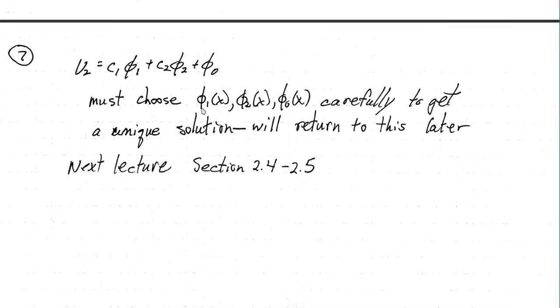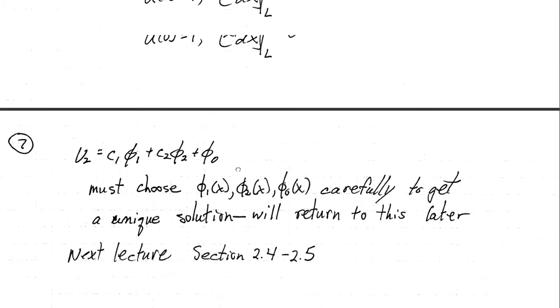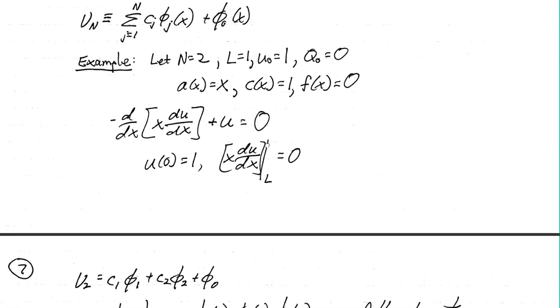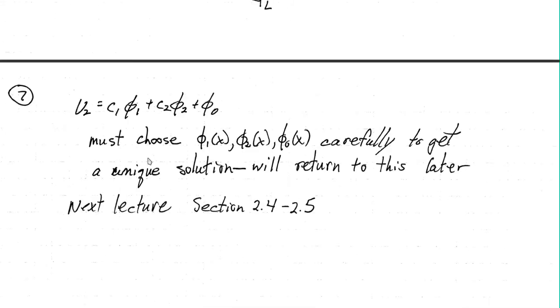Okay, so here's what we have. My nodal solution at point 2, and I'm defining point 2 on the opposite end where x equals L. So I have C1 phi 1, C2 phi 2 plus phi naught. So I am simply summing up this, or expanding this equation for n equals 2. So what we have to do is choose these interpolation functions very carefully to make sure we get a unique solution. We'll talk about this in the next lecture under sections 2.4 and 2.5.